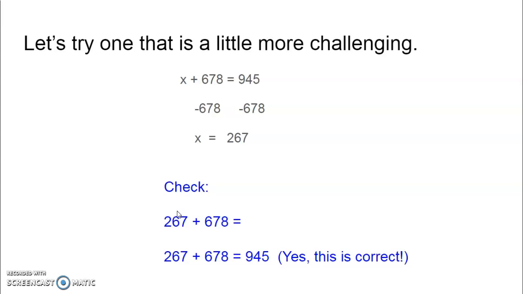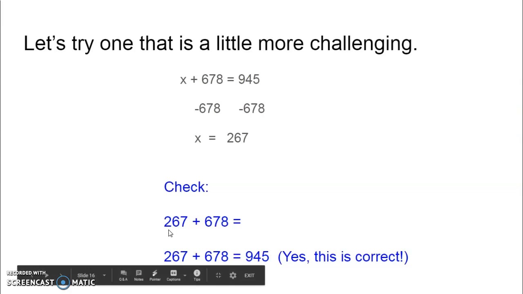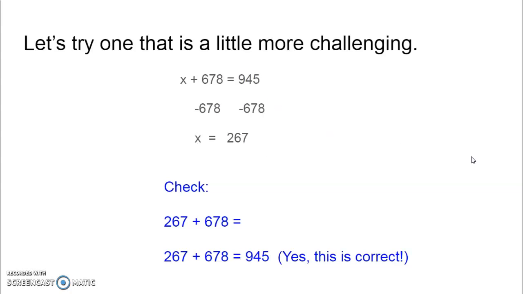Right, now I'd like to have you check your answers to be sure. So what I'm going to do is substitute this 267 in for x, and I'm going to see if it works. So instead of x plus 678, I'm going to put in 267 plus 678. When I do that, it equals 945. Yes, that's what I was looking for. So I have the right variable.